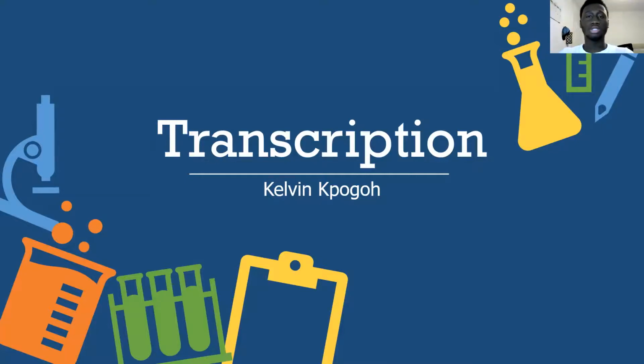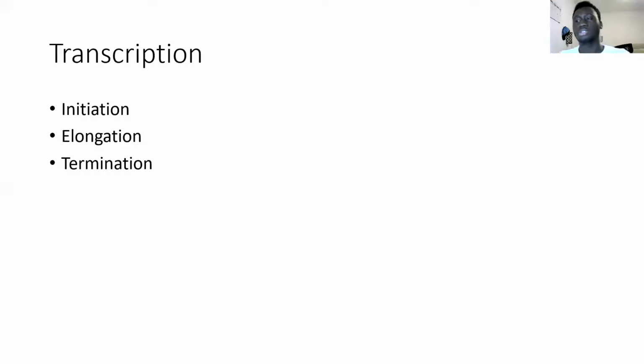So, transcription is the synthesis of RNA with the information of DNA, right? So, yeah, let's look at it. There are three stages involved in transcription: initiation, elongation, and termination, right? I think they look pretty much easy for my level.